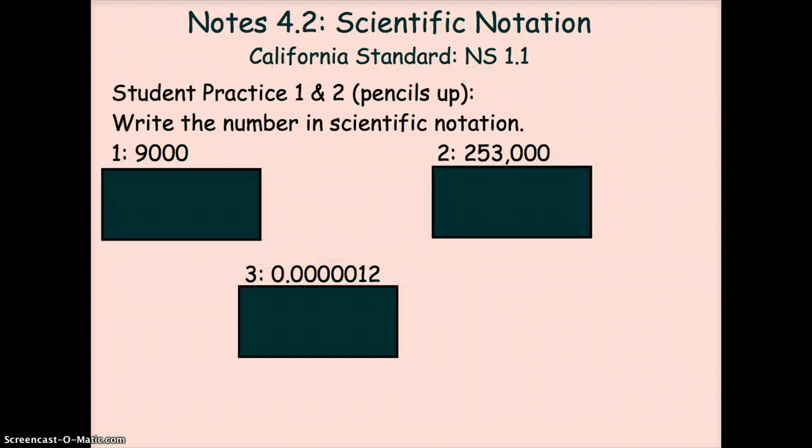Okay, let's go ahead and have you try some of these out on your own. Write the number in scientific notation. Notice the first two are going to be positive powers of 10. The third one, you're going to have that negative power of 10. You can tell that right away because you have that decimal in front. Okay, so go ahead, try them out, press play when you're ready to see your answers.